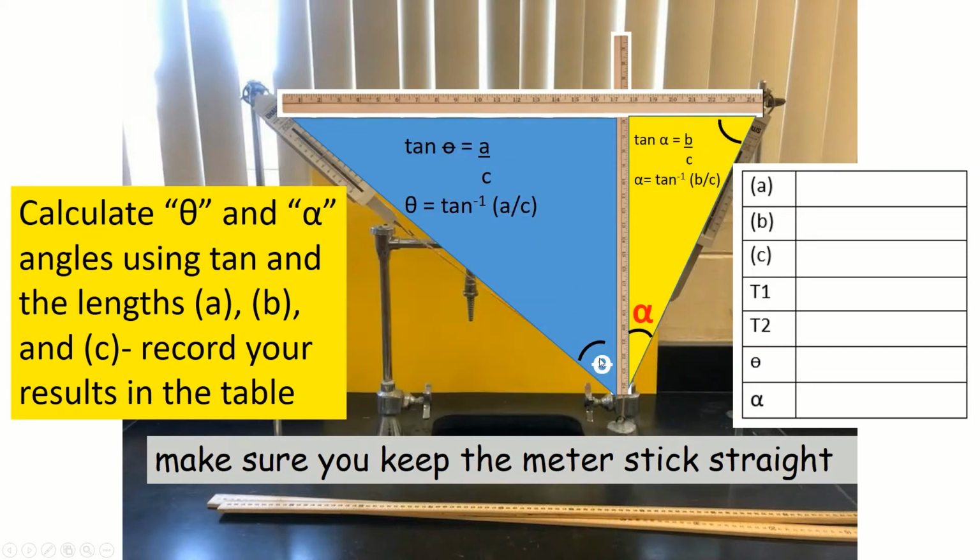Then calculate the value for the angle theta and the angle alpha. Since you have the sides of a right triangle, theta can be calculated by using the tangent, the opposite over adjacent. Likewise, alpha will be the opposite, which is B, over adjacent, which is C. So calculate these angles and record in your table.